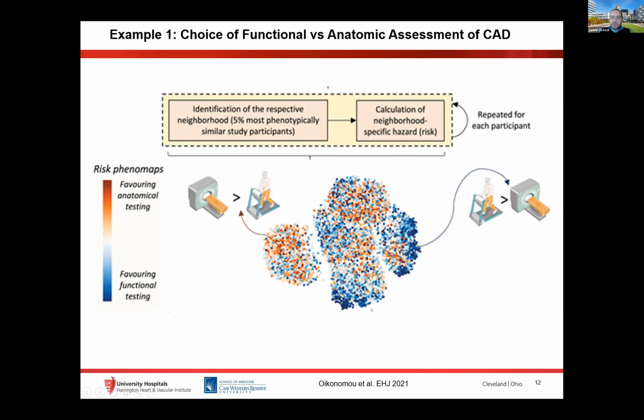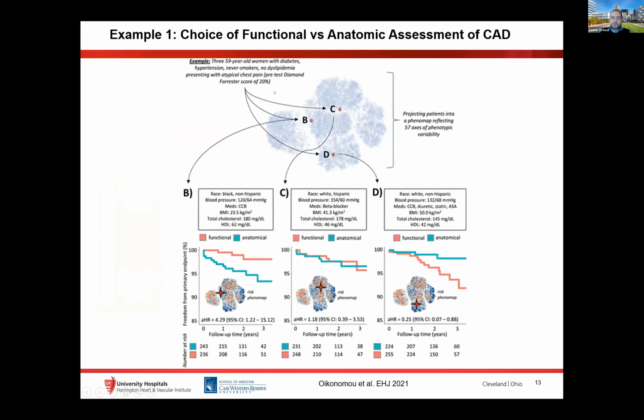The definition of that is basically if you take about 5% of the population here and you look at how many of them went for CTA, how many of them went for SPECT, and what the hazard ratios of major adverse cardiovascular events are in each patient. So this is an example of a 59-year-old woman who has diabetes, hypertension, never smoker, and no dyslipidemia, presenting with atypical chest pain. So you have a Diamond Forrester score of about 20%, which identifies pretest probability.